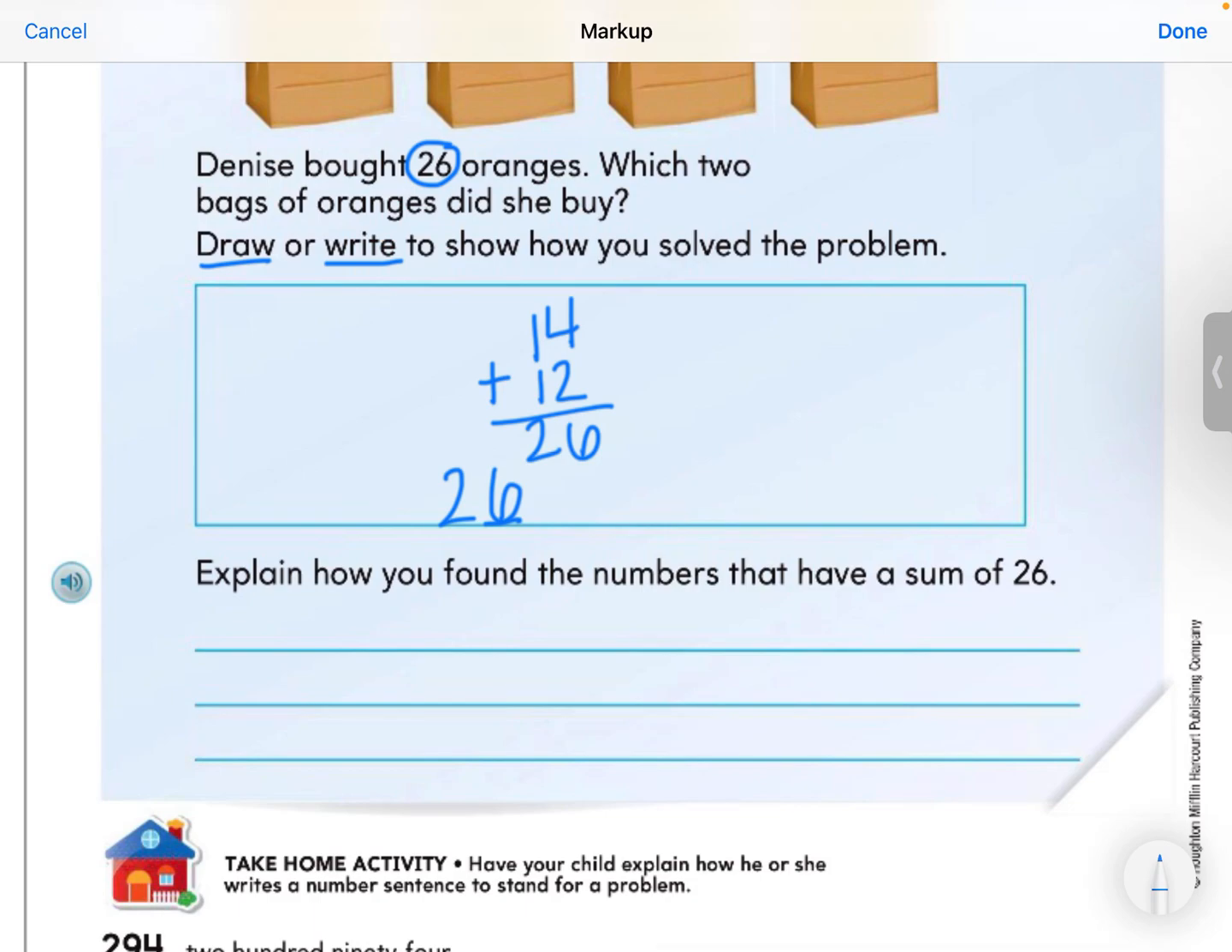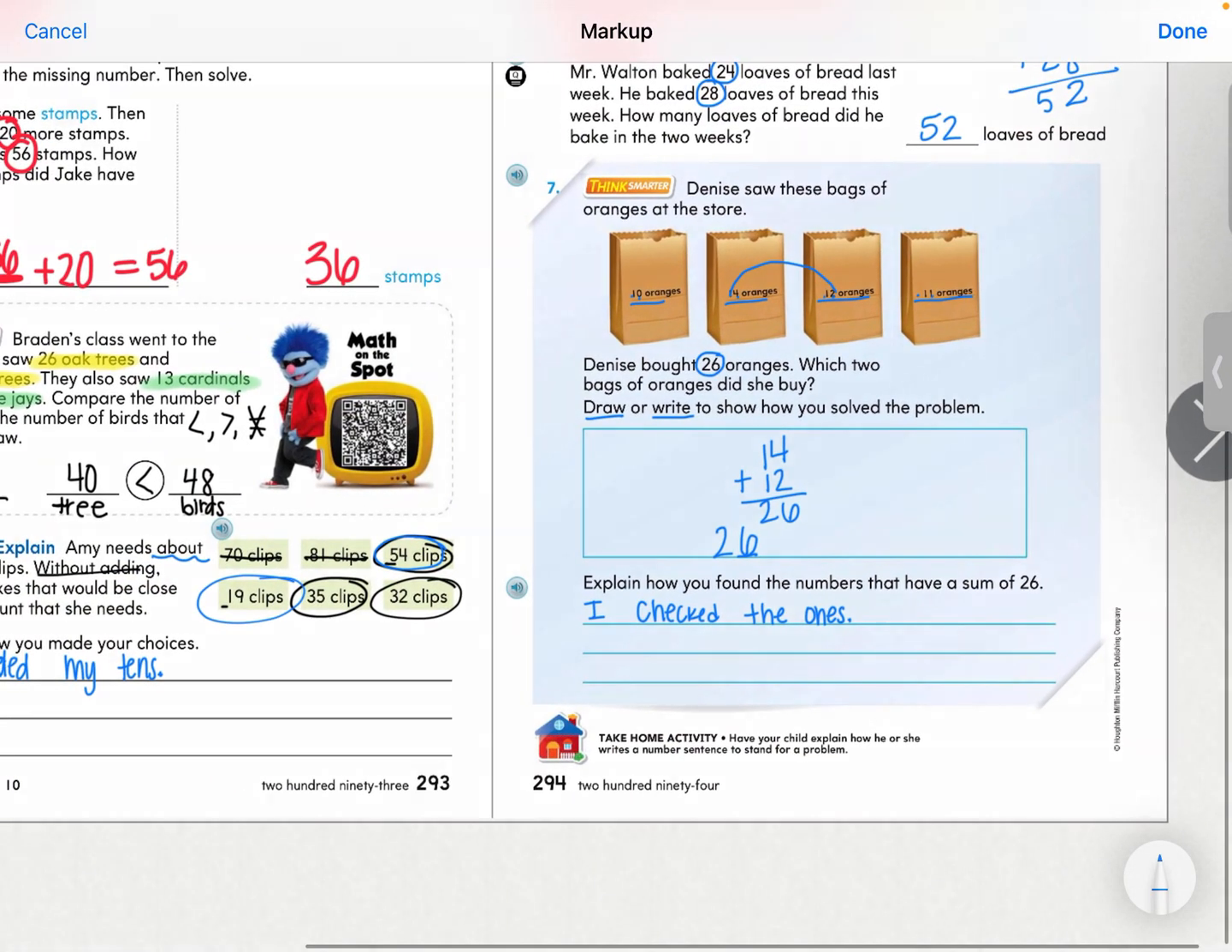Explain how you found the sum of numbers that have a sum of 26. I checked the ones because my tens were all the same, right?